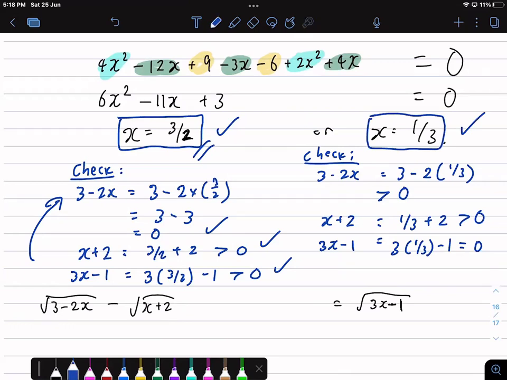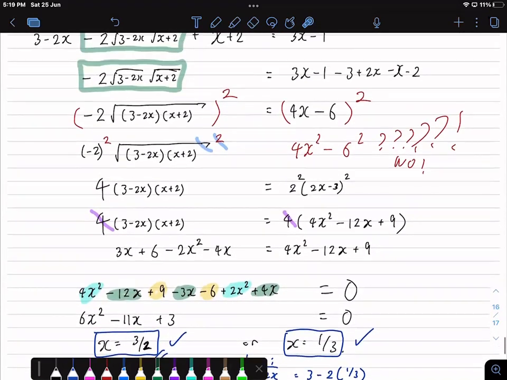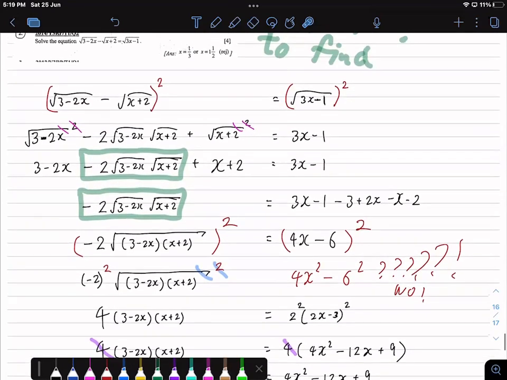Sometimes, not in this example, maybe in a future example, the answer could be like -2. Then if you substitute in over here, 3 times -2 is -6, minus 1 is -7. So you get square root of -7. Does that work? Can we have square root of a negative? No, cannot. Then we have to reject. This is how you solve square root equations. Easy? So now practice.